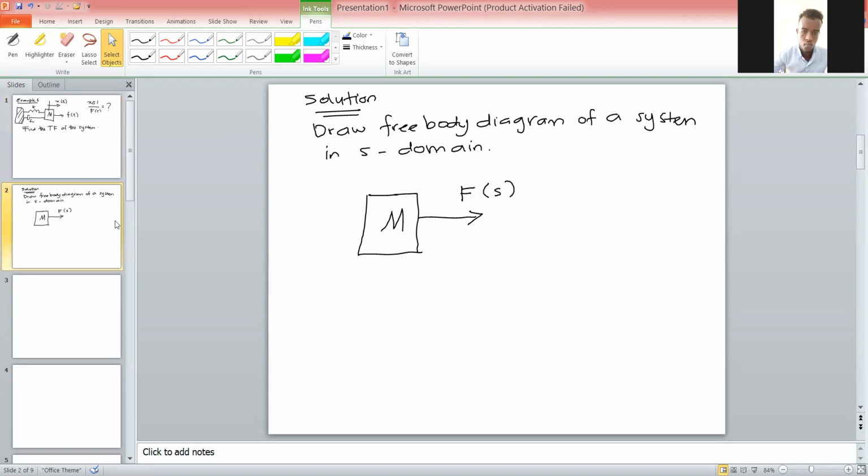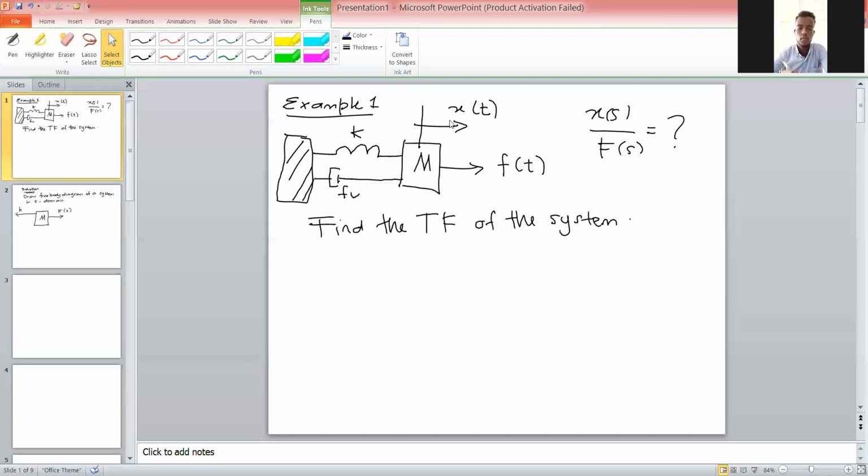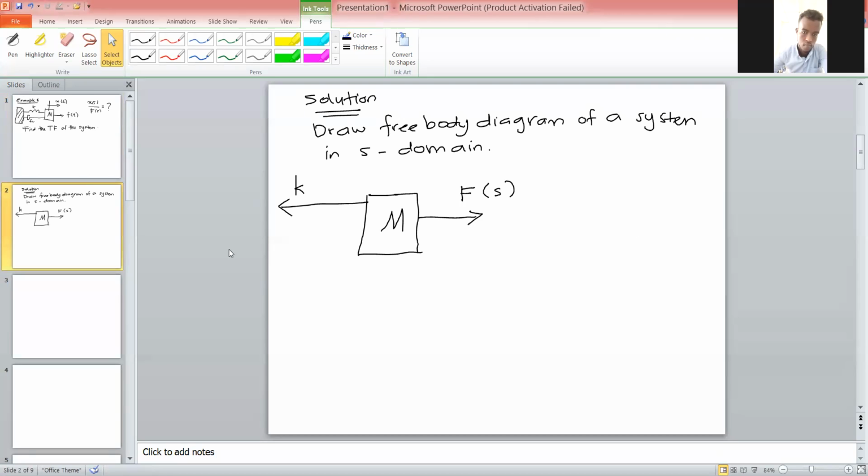This is K. When we change to S domain, it is still K. Now K needs to be multiplied with the direction. The direction here is XT, so we need to change it to XS. So K times XS.